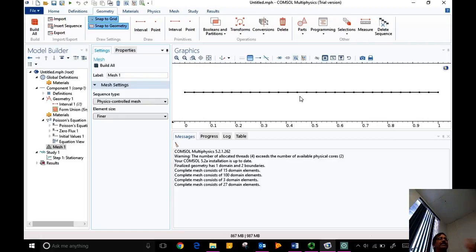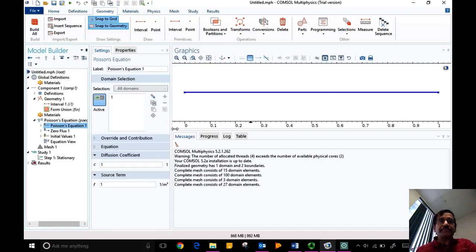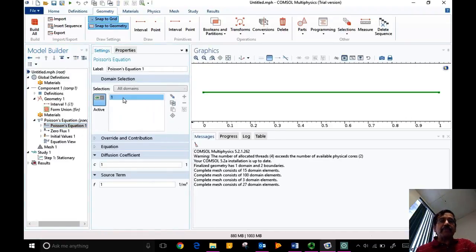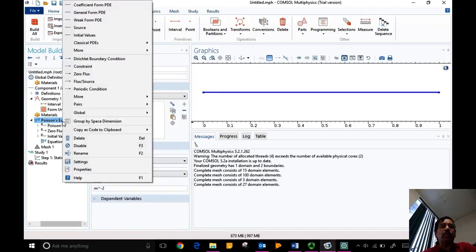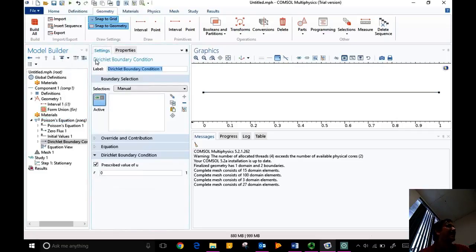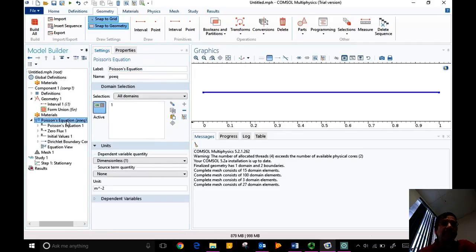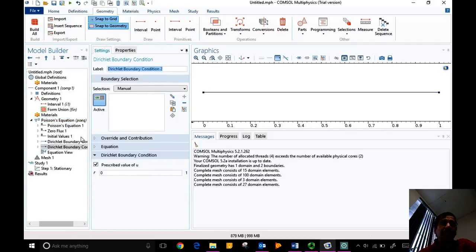Okay, so you have built the geometry, you have built the mesh, you have the equations there, and the domains are labeled for you. There's only one domain in this case, and the domain is highlighted. So you need to specify the boundary condition. You click on the equation, right click, and it tells you all the available boundary conditions. So Dirichlet. Then it adds a Dirichlet folder. Okay, and I want to add another Dirichlet boundary condition because I have 2 boundaries.